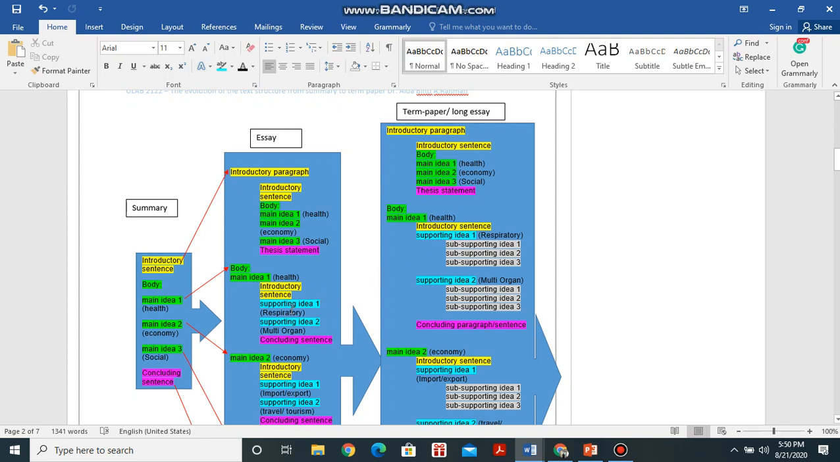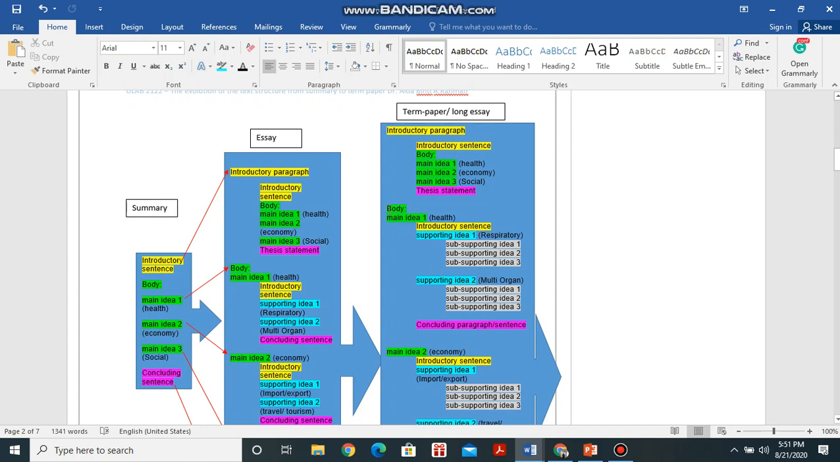When we start writing in an essay, you write everything here in one paragraph. But in your term paper, you divide this. You have two supporting ideas here. One is on respiratory, one is on multi-organ. You divide this into two different paragraphs. So if you have three supporting ideas, then you are going to have three paragraphs.